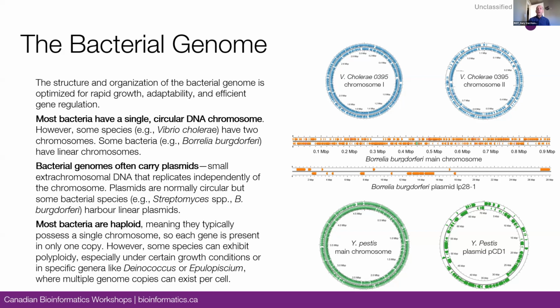You can also get polyploid genomes. Most bacteria are haploid, which means that they only have a single chromosome, and the genes are present in one copy. But there are some species like Deinococcus that can have more than one copy of their genome under certain conditions. But today we're just going to be looking at haploid, single chromosomes. I think that's just about all we're going to be looking at today in the lab.